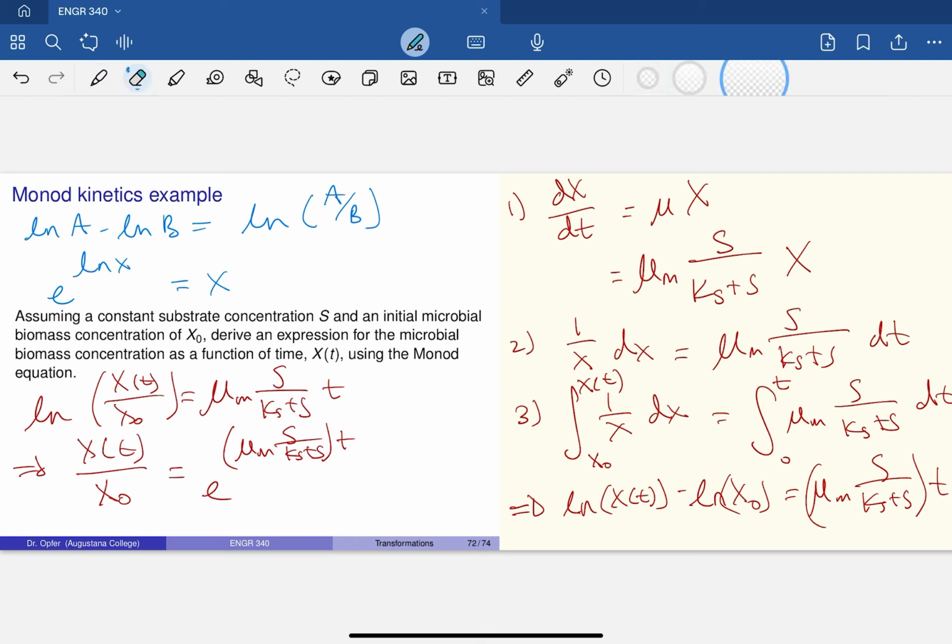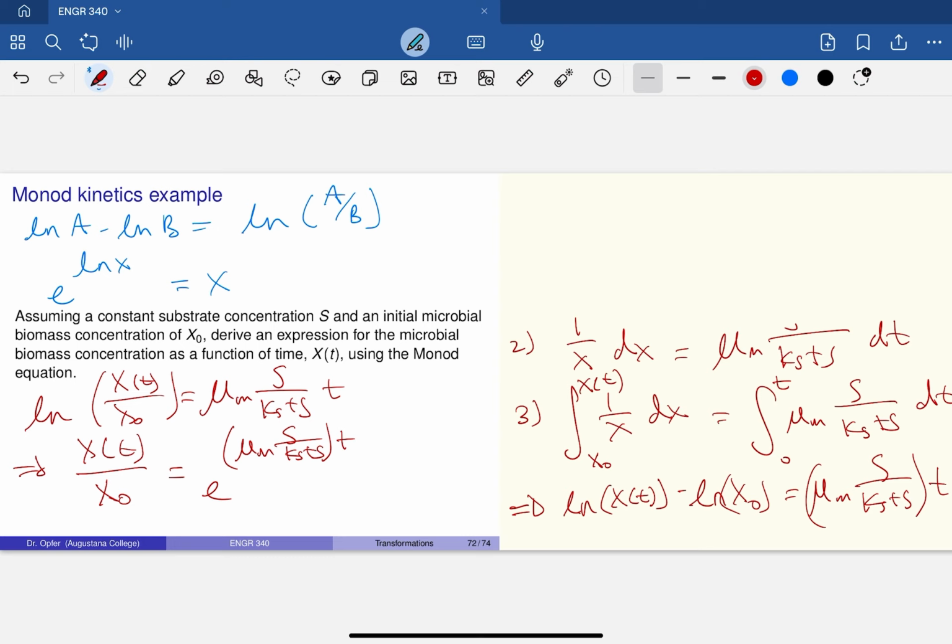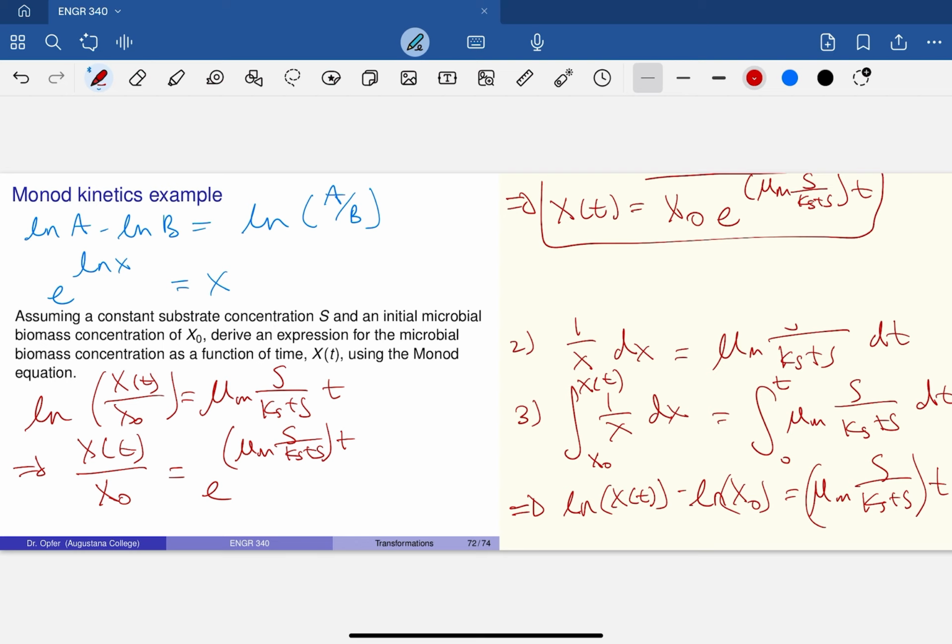All right, I'm going to make some more room up here. Okay, and the last thing we need to do to get X of t by itself is just multiply both sides by X naught. So we're going to have, continuing, X of t is equal to X naught times e to the mu m S over Ks plus S quantity times t. All right, and then that's our final function.